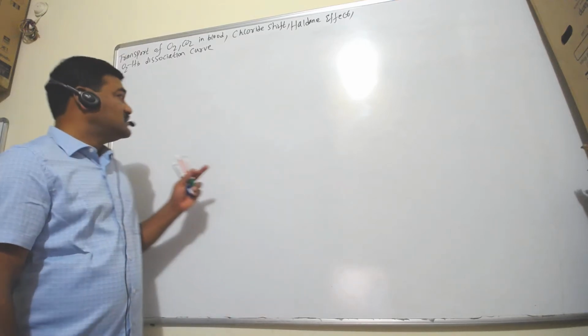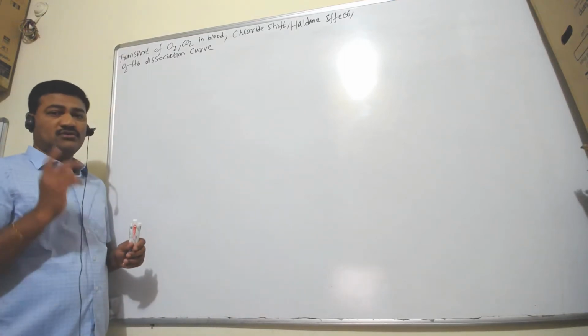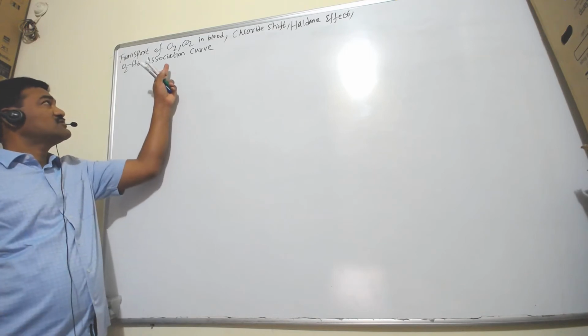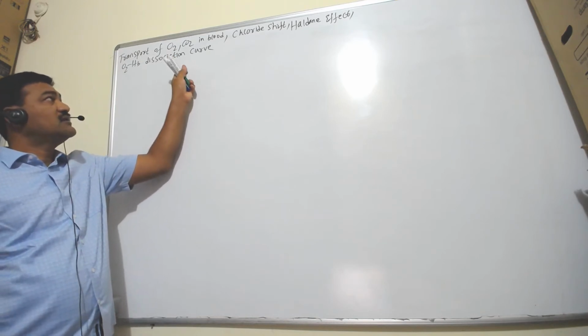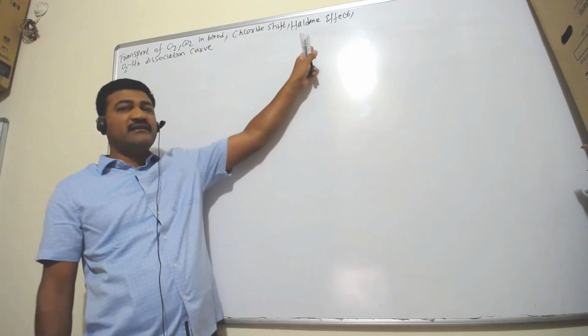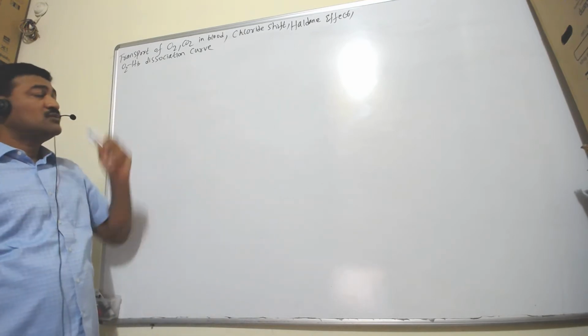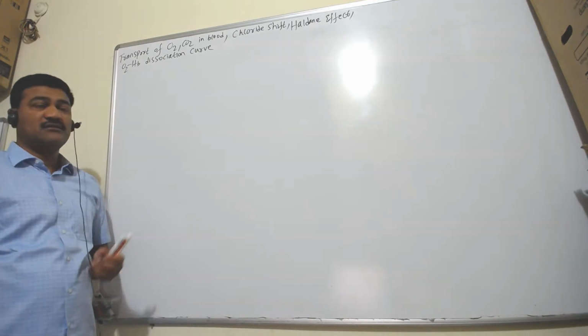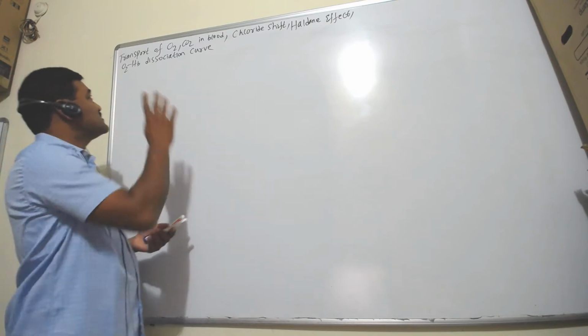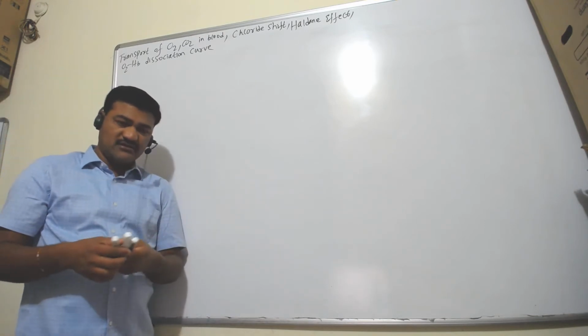Hello everybody. In this session we are going to discuss two topics. One is the transport of oxygen and carbon dioxide in the blood. Along with that we will be discussing chloride shift, Haldane effect, and then we will discuss what is the oxygen hemoglobin dissociation curve. First we will discuss the transport of oxygen and carbon dioxide in the blood.